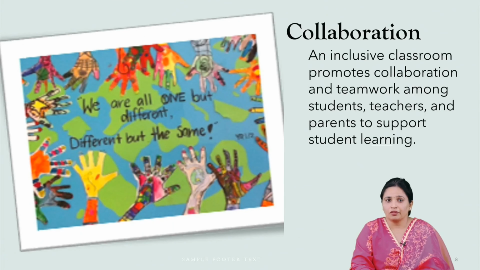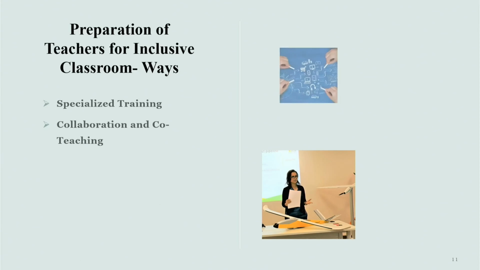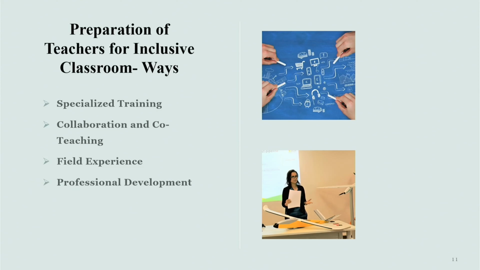Universal Design for Learning, UDL. An inclusive classroom uses UDL principles to create flexible and accessible learning experiences that meet the needs of all students. Positive classroom culture. An inclusive classroom creates a positive classroom culture that promotes respect, empathy, and understanding among all students. Creating an inclusive classroom involves a continuous process of reflection and improvement as teachers strive to meet the diverse needs of their students and create a learning environment where everyone feels valued and supported.